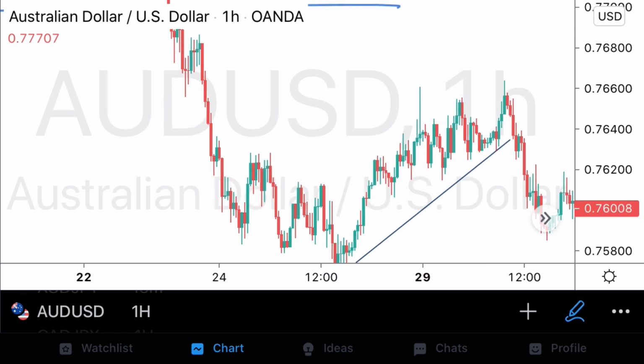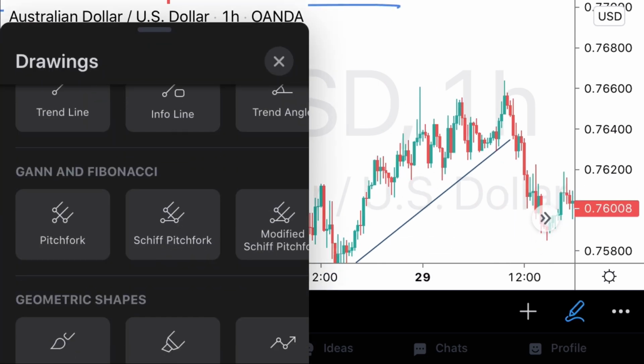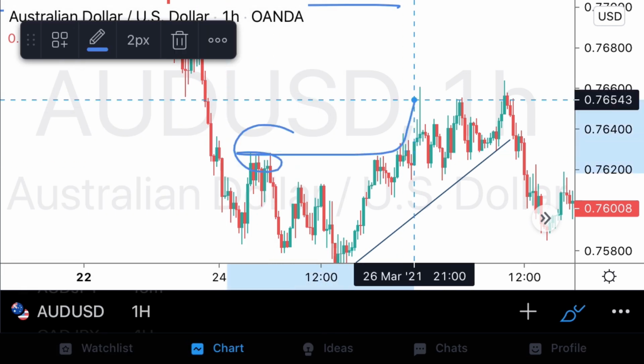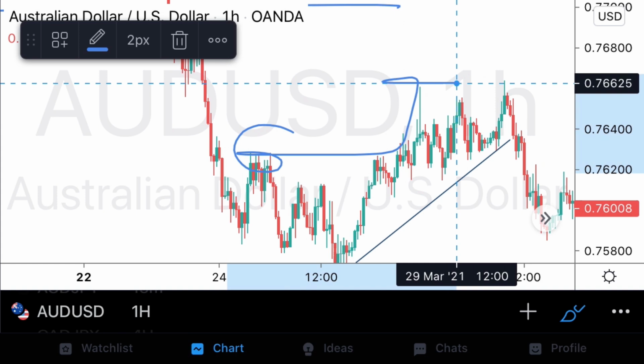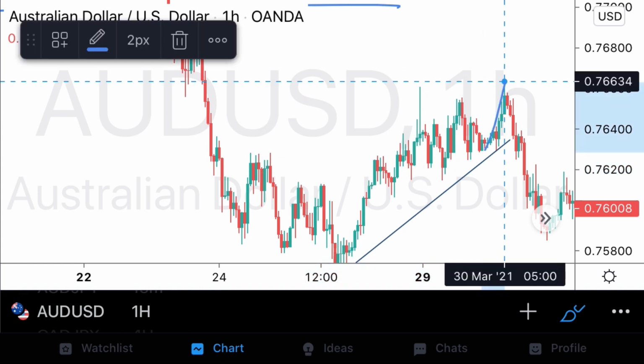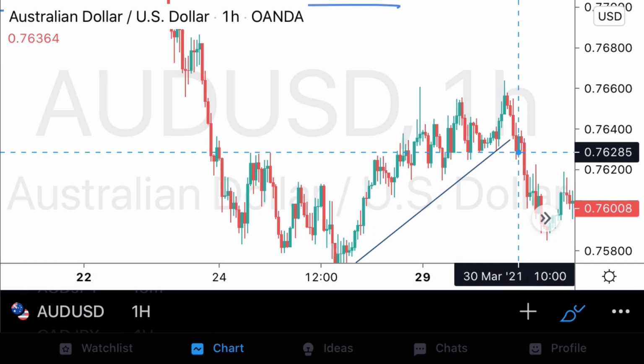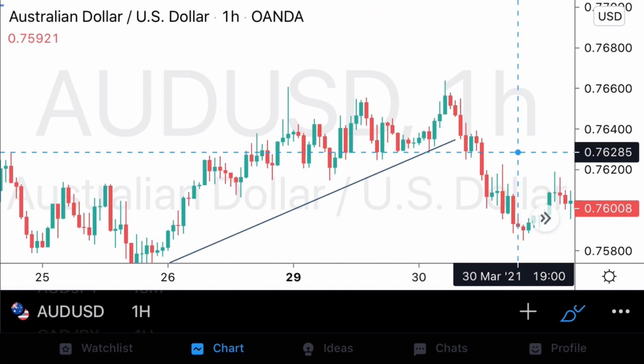This corrective structure, guys, gave us the two violations of the highs that we look for. We see a first violation to the upside, we see a new high being created, and then this new high violates the previous higher structure. Once we see prices violating structural highs, then we know that we're probably going to move to the downside.